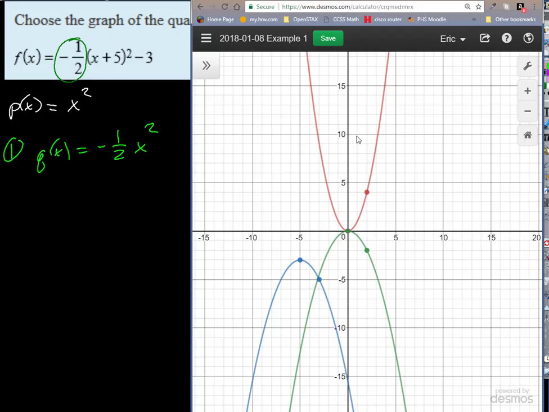And we'll pick the convenient point, right? We'll pick the point that's at the origin. And what did we say? We're going to go left 5 and down 3. And so it just ends up right there. And we're done. No big deal. Okay, does that make sense?